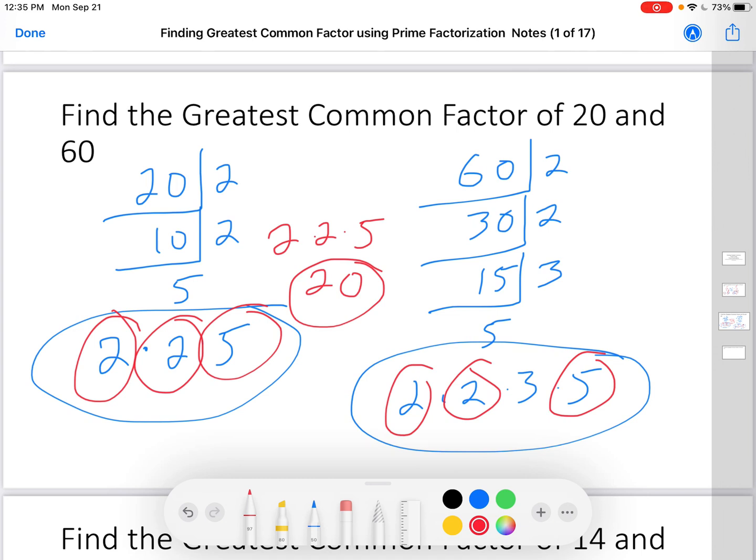It is one of the two numbers because 20 is a factor of 60. Therefore, 20 is the greatest common factor because 20 is the greatest factor of 20, and it can't get any higher than that and still be common. Any questions on this so far? Make sure to ask your teacher.